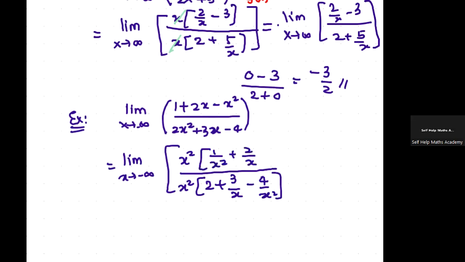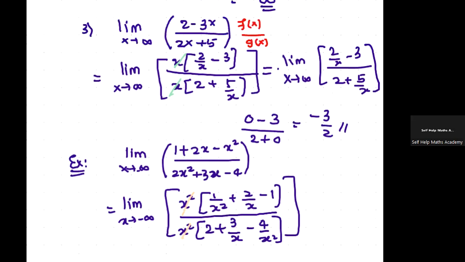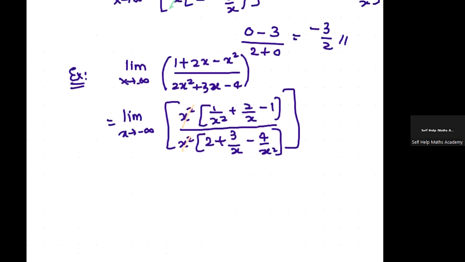So this is the function. And here you can see, we can cancel this x² and x². So we are left here with, and also you can apply the limit as x is tending to negative infinity. So this is equal to 1 over infinity, which is 0 again. This is also 2 over infinity, which is again 0. So this is negative 1 divided by 2 plus 0 minus 0. So the answer is minus 1 over 2.